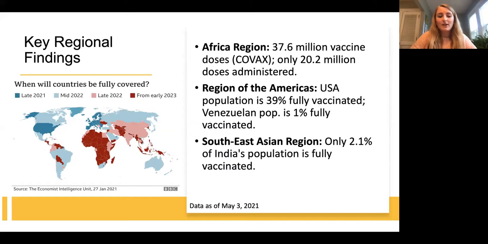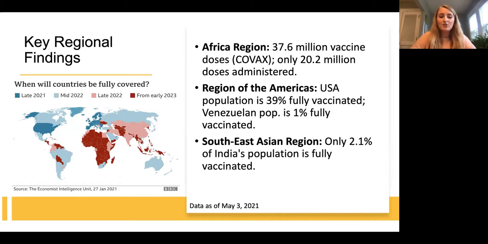Within the region of the Americas, we saw the most extreme inequalities across the region as the wealthy United States has reached 39% of the population fully vaccinated, while some nations like Venezuela have only reached 1% fully vaccinated. Additionally, the US is also home to multiple vaccine producers, pharmaceutical companies, and has other resources to quickly administer doses.